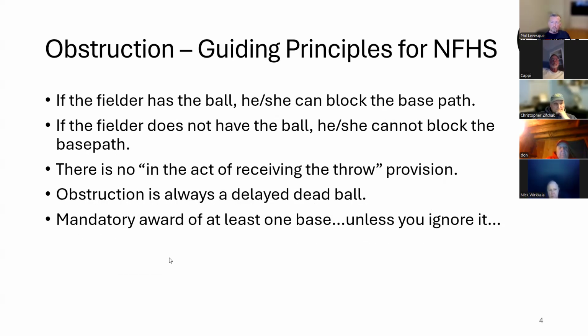All right. If you take away a few guiding principles for Federation, it's very black and white. If the fielder has the ball, they can block the base path. If they don't have the ball, they can't block the base path. They can't deny access. In our Federation, unlike some other codes, there's no act of receiving the throw. Again, very black and white. Don't have to worry about how far the ball is away. It's got to be in the hand or glove, firm and secure possession. If they're bobbling it, that means they don't have possession. Have to have possession, right?